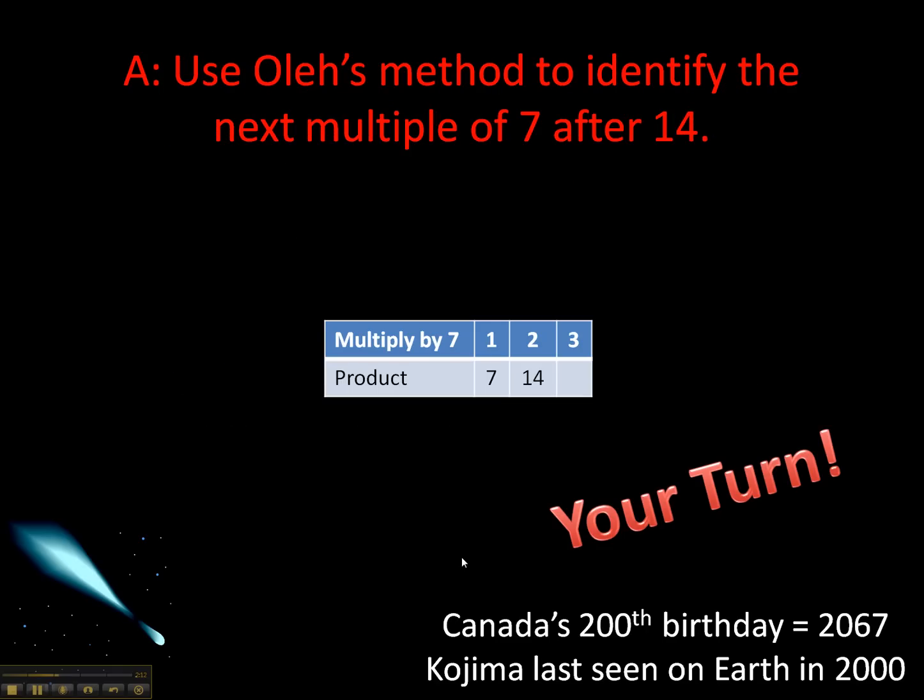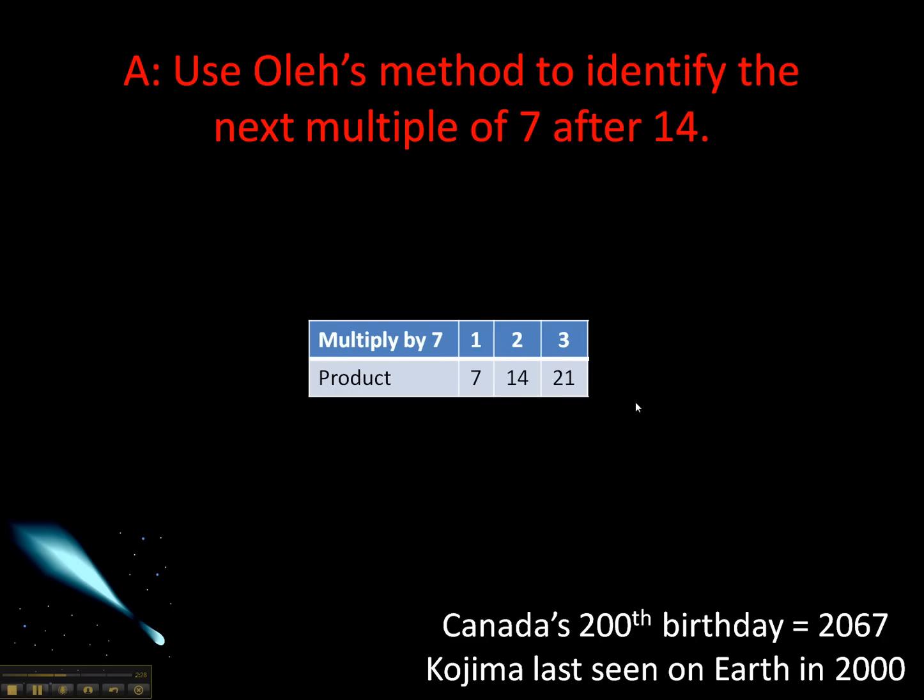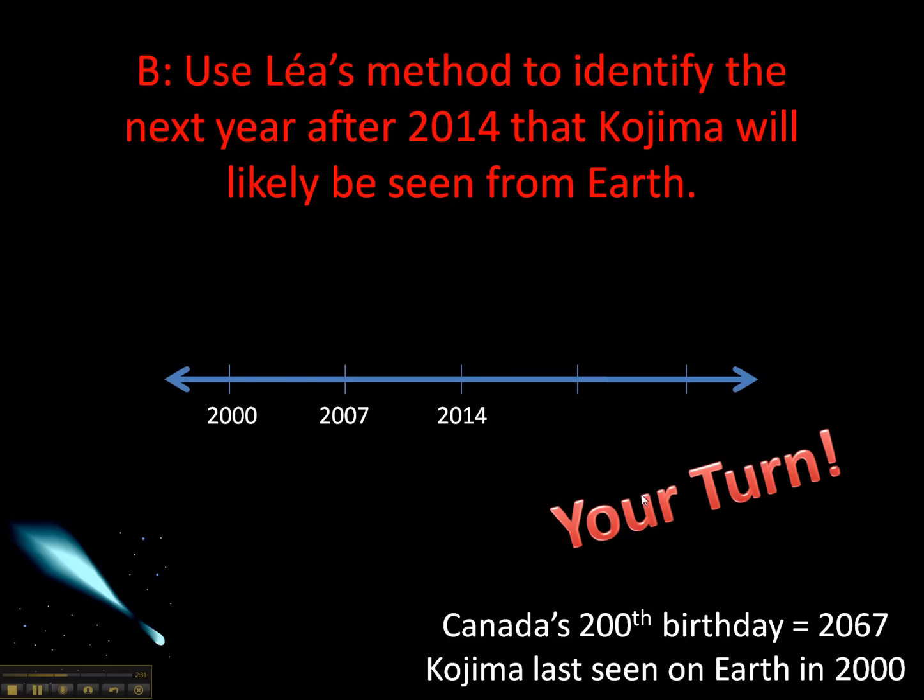It's your turn. I'd like you to use Ola's method of multiplication to figure out what the next multiple of 7 would be after 14. You probably didn't need to pause the presentation just now to figure out that the next multiple is 21. 3 times 7 is 21. Guess what? I want you to try Leah's method now. What is the next multiple after 2014? Your turn. You don't have to pause the presentation. I bet you can do this in your head right now. I'm pretty sure you guessed the right answer just now. 2014, you add 7, becomes 2021.